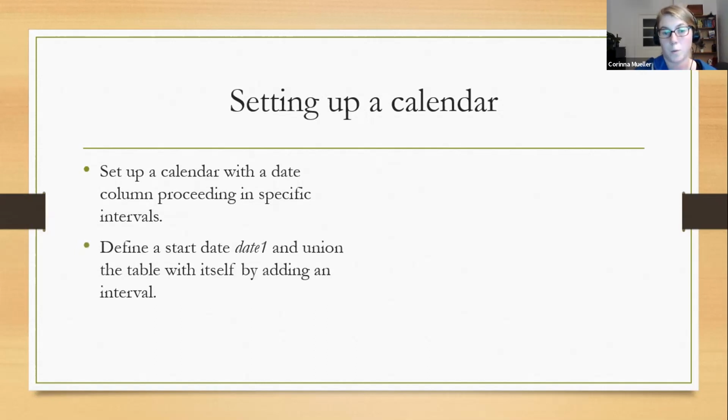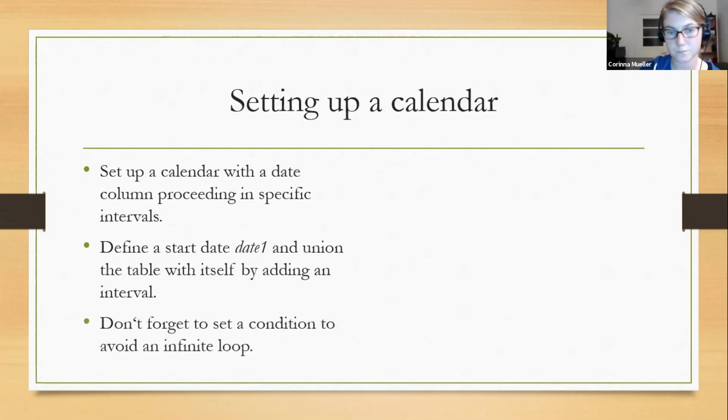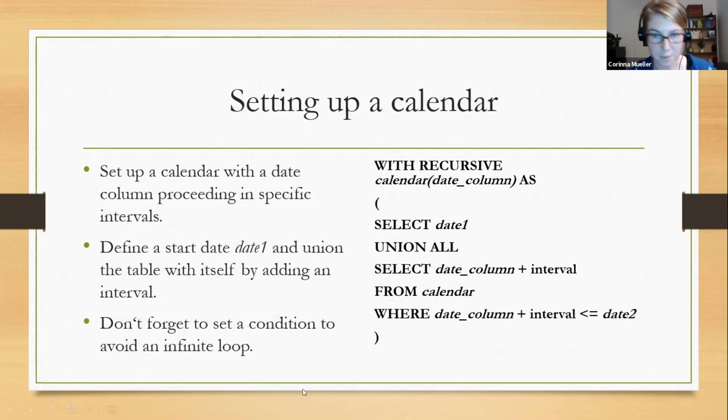So what we need is a starting date. And then we union the table with itself, and then add an interval. In our case, we are interested in the quarters. So what we do is we set a starting date and then add a quarter and another quarter. Important is to set up a condition to avoid an infinite loop. So as you can see in a minute, here is the statement.